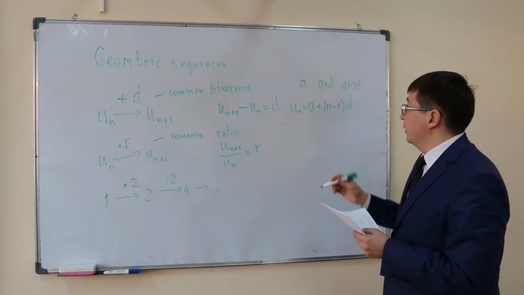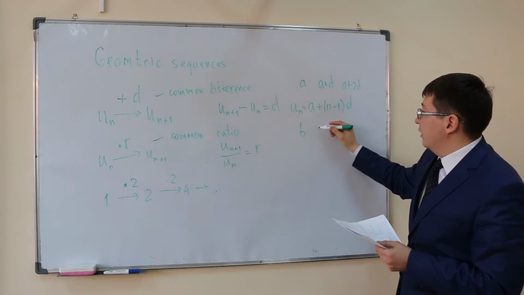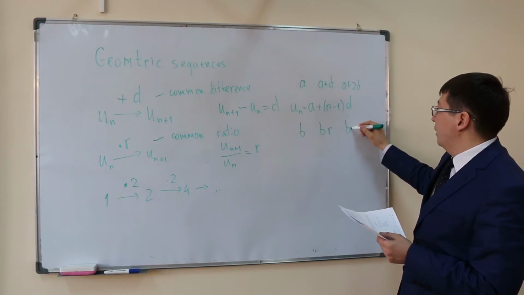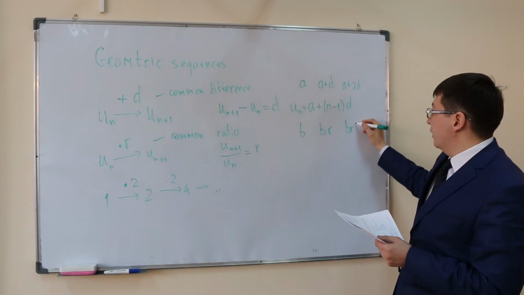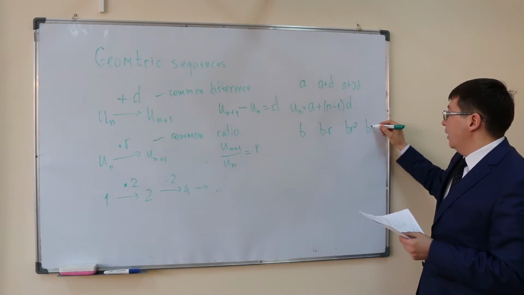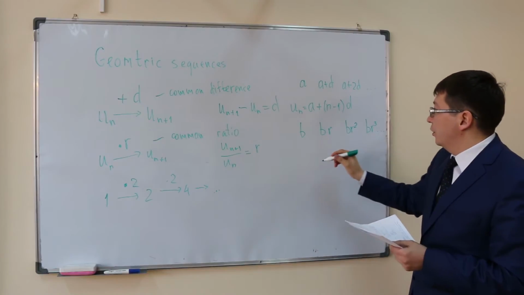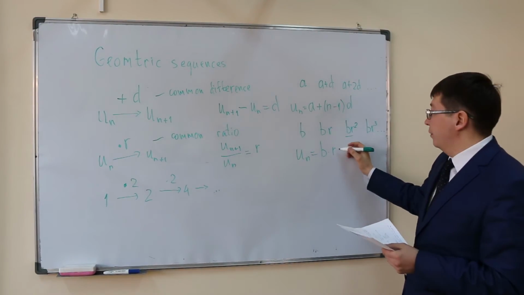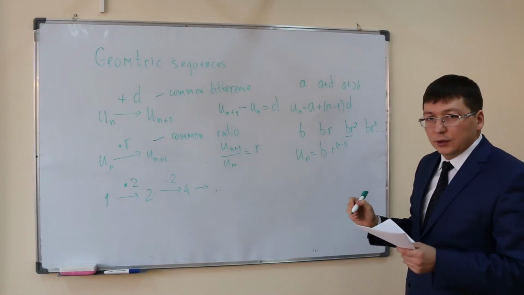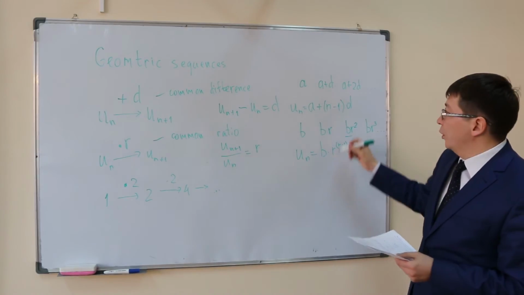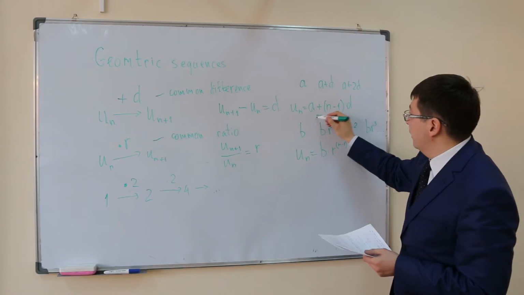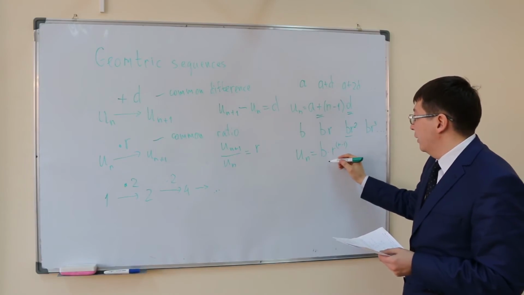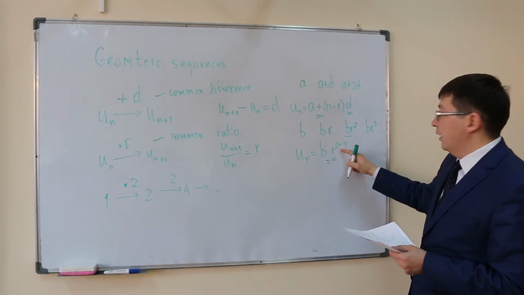Okay, for geometric sequence it is similar. If the first term is b, the second term will be b multiplied by r, our common ratio. The third term will be br multiplied by r, which will be br squared. And the fourth term will be br cubed, and so on. So the formula for the nth term will be b times r to the power of n minus 1. And it's very easy to remember, because when we have arithmetic sequence, we add number d n minus 1 times. And here in geometric sequence we multiply by r n minus 1 times.